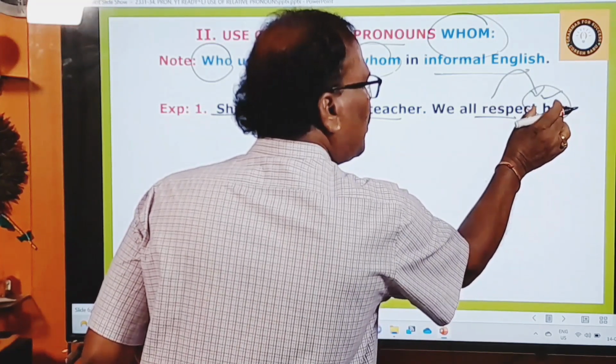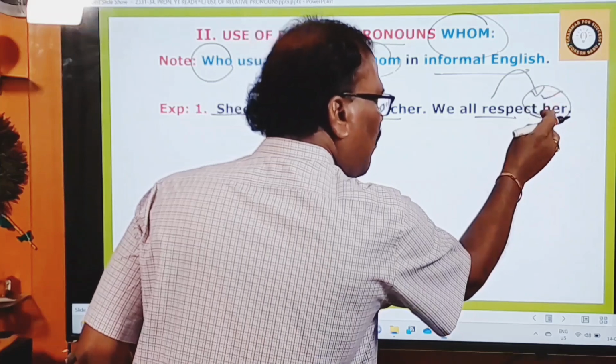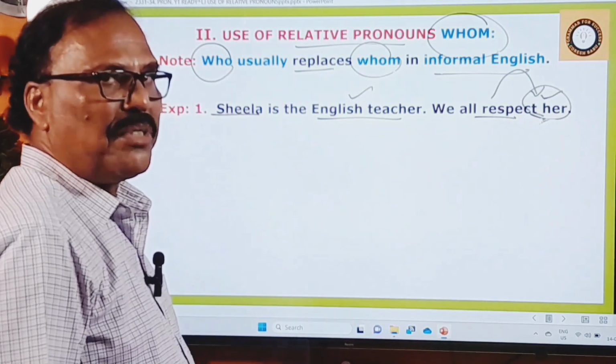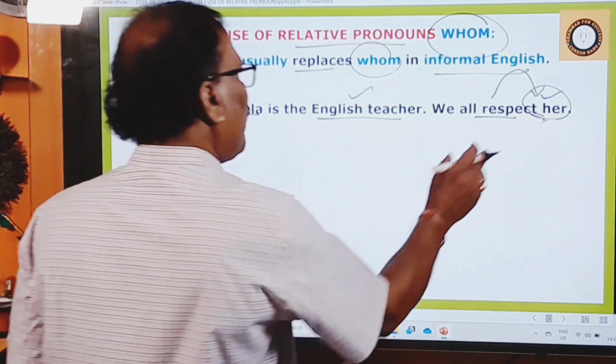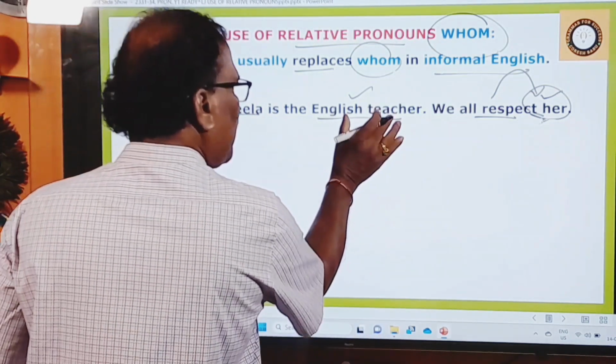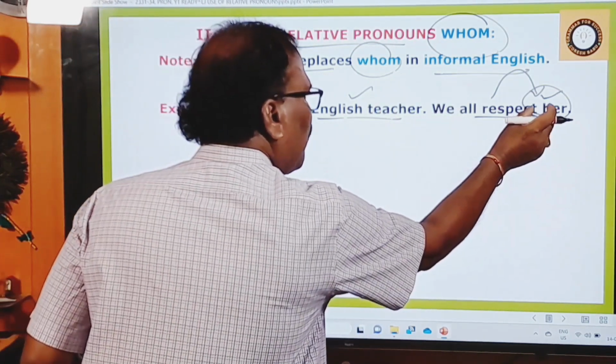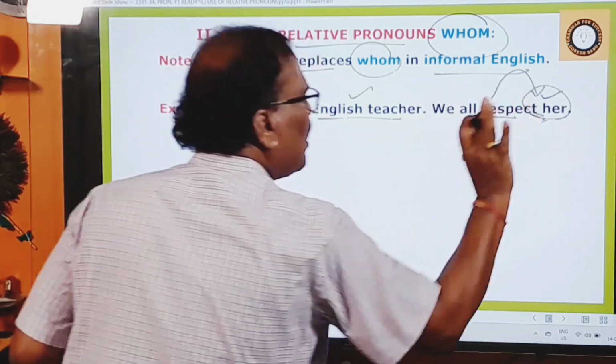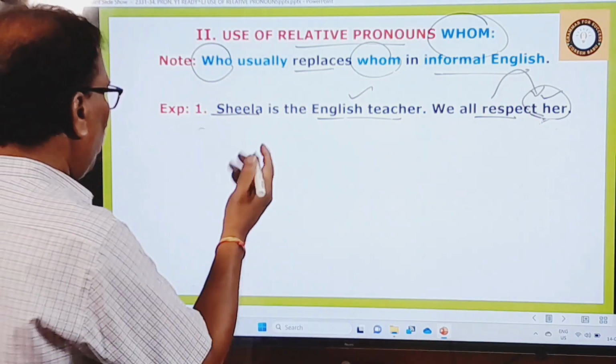It is an objective case pronoun because it is used after the verb. So now you have to write the complete sentence. After that, instead of this her, you have to use whom, and write the remaining sentence. How? The same thing is given here.